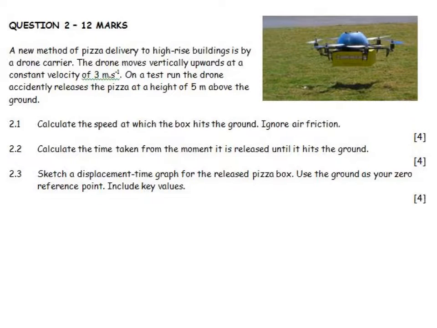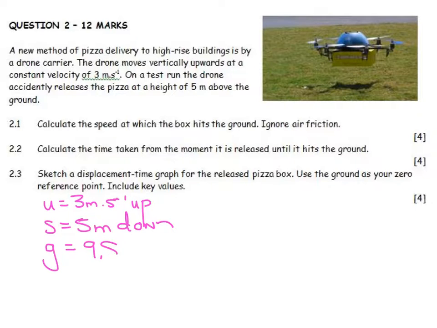A new method of delivering pizza to high-rise buildings is by drone carrier. The drone moves vertically upwards at a constant velocity. So I've got an initial velocity of 3 meters per second up. On a test run, the pizza is released 5 meters above the ground, so the displacement is obviously going to fall 5 meters down, and it's going to be under gravitational acceleration, which is going to be 9.8 meters per second squared down. If you're careful with signs, it all works out in the end.